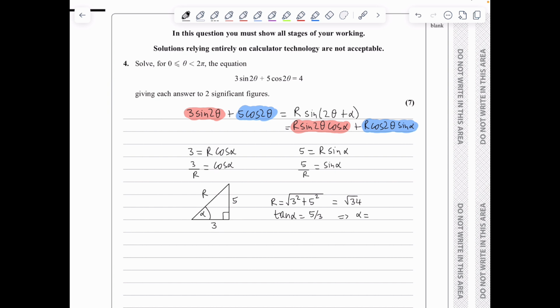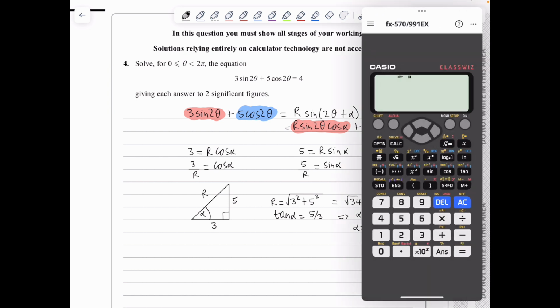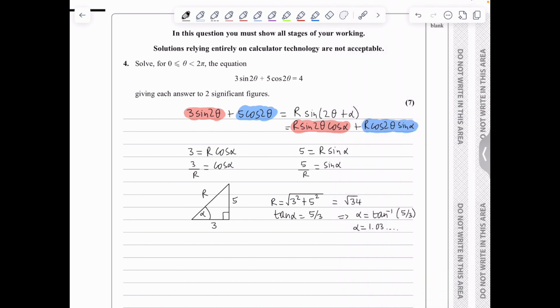I can find alpha by doing shift tan of 5 over 3. This gives an answer of 1.03... So if I get my calculator, I'm going to do shift tan of 5 over 3. I will press the equal sign and then I will store it on A. So now I've stored the value of alpha, the exact value, on my A key here. So let me make a note.